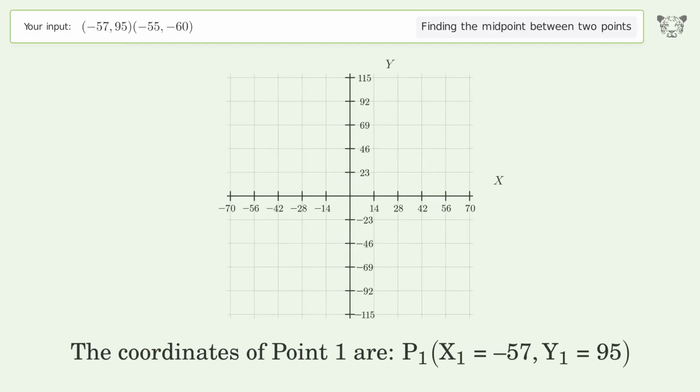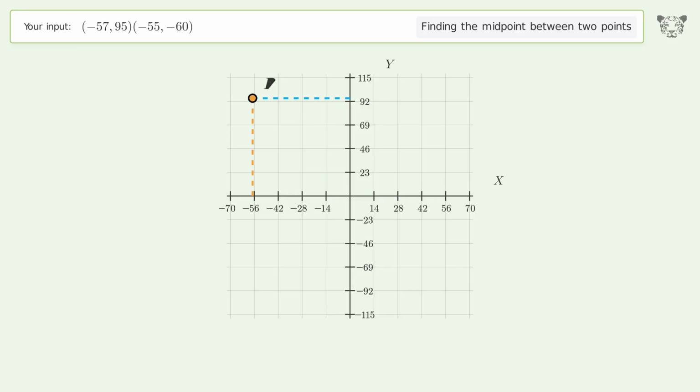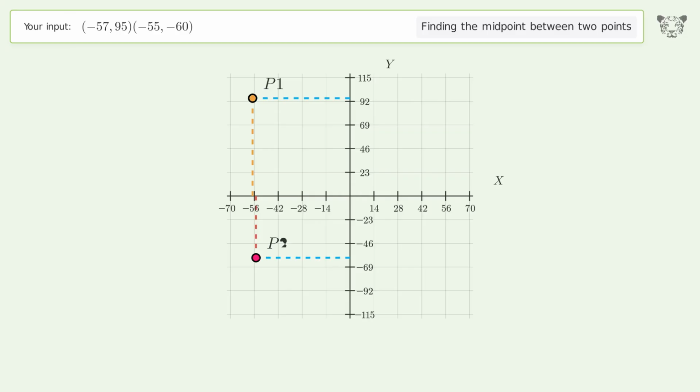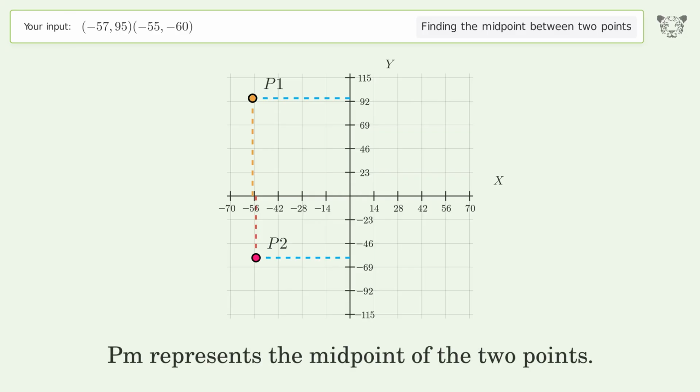The coordinates of point 1 are, x1 equals negative 57, y1 equals 95. The coordinates of point 2 are, x2 equals negative 55, y2 equals negative 60. PM represents the midpoint of the 2 points.